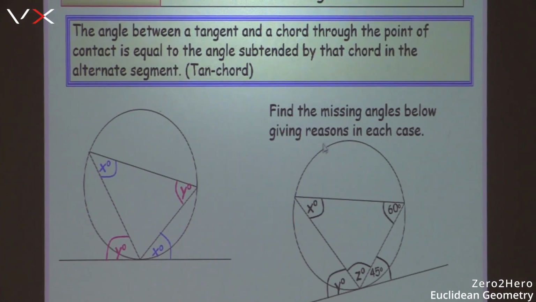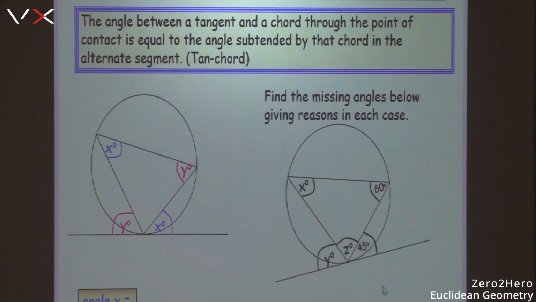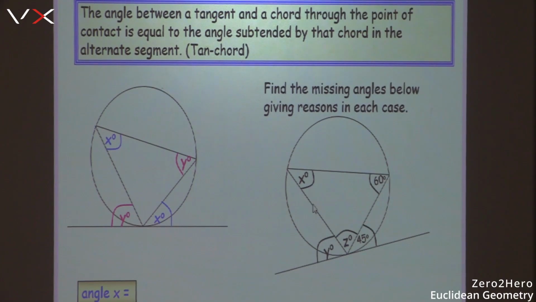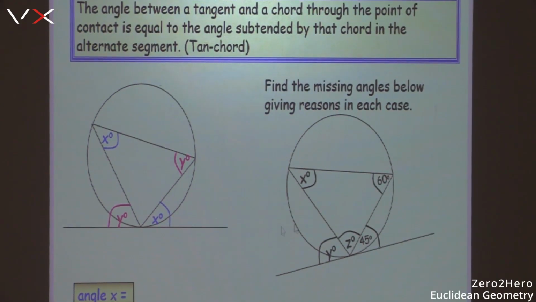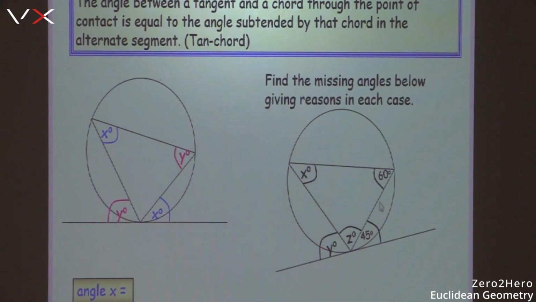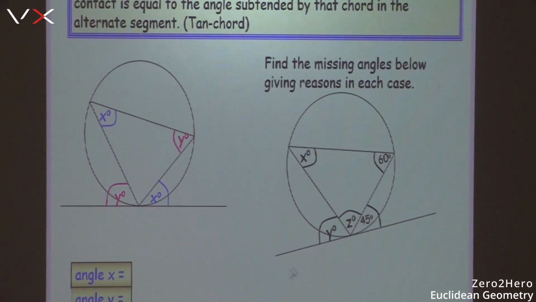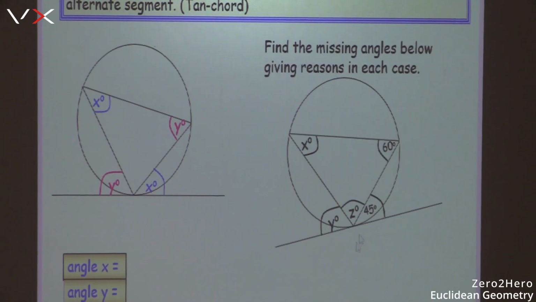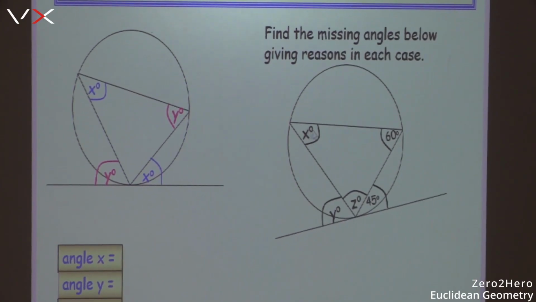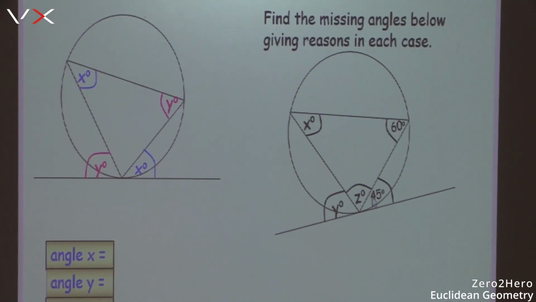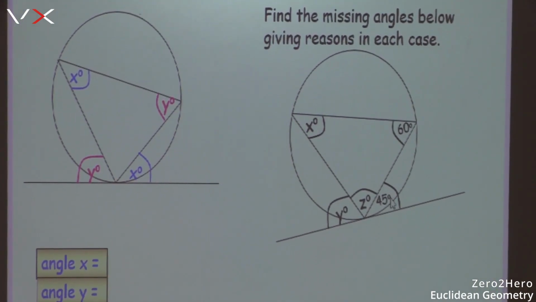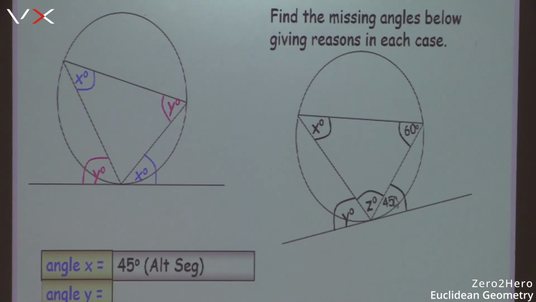Find the missing angles below, give reasons for each. I'm given 45, I'm given 60, I'm looking for all the other ones. The first one that I'm looking for is the value of x. There is x. I take it back here. Look at this one. This is a tangent. This is a chord. I go with the chord to find the angle which will be equal to 45. In this particular case, angle x will be equal to 45, tan-chord theorem.